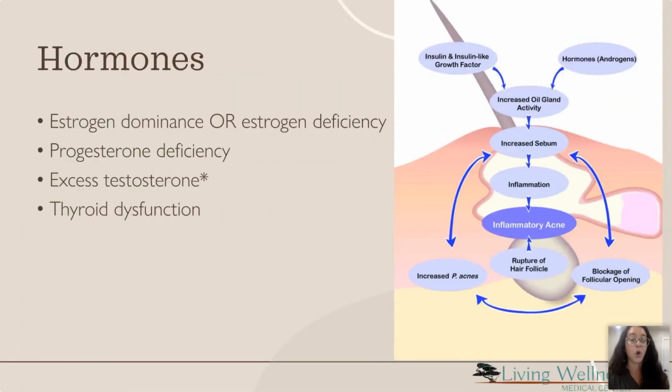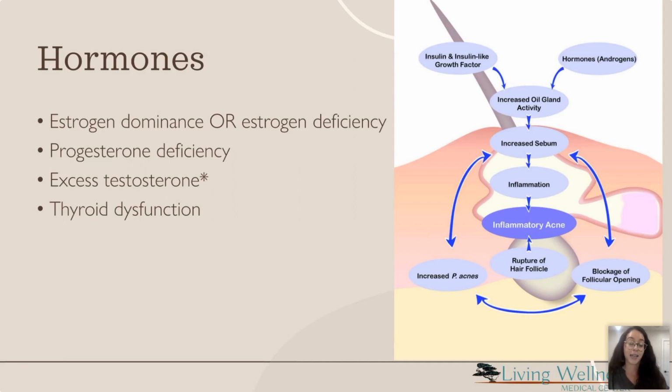Hormones. So hormones could be a multitude of different ones. We mostly think of excess testosterone as the main one because we know testosterone is going to increase that sebum production. But estrogen is important as well, and so is progesterone. Estrogen, if it's too little, our skin is going to be more dry. It's not going to have that elasticity. And especially living in Arizona, we have lots of dry skin. Dry skin alone is a risk factor for increased acne.